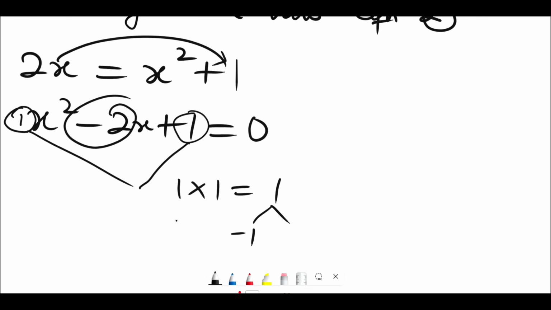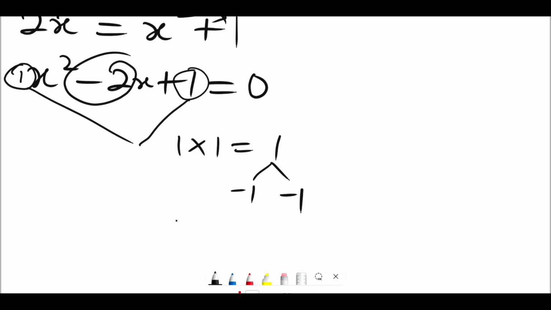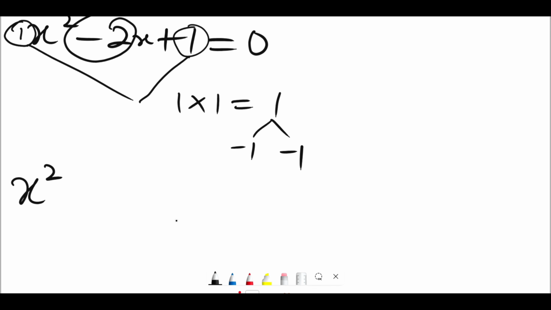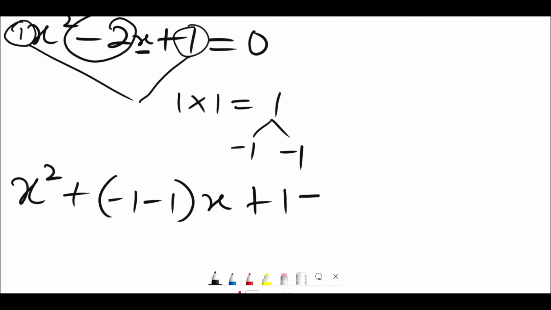So the factors are negative 1 and negative 1. Negative 1 times negative 1 will give us positive 1, and negative 1 plus negative 1 will give us negative 2. So we are going to get x squared minus 1 minus another 1. We replace the negative 2 with negative 1 minus 1, which is the same as negative 2. So negative 1 minus 1, then you bring your x here, plus 1 equal to 0.